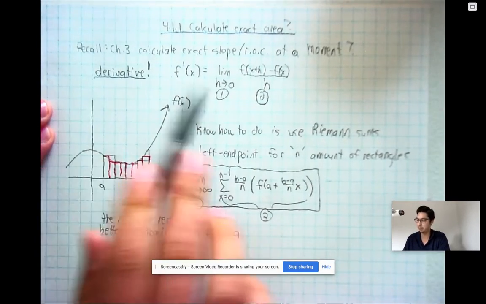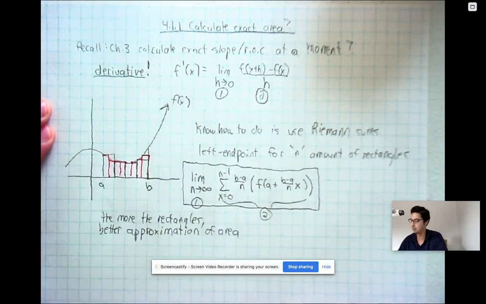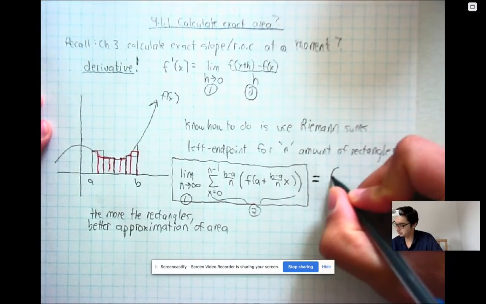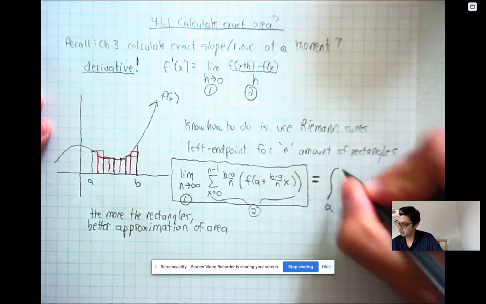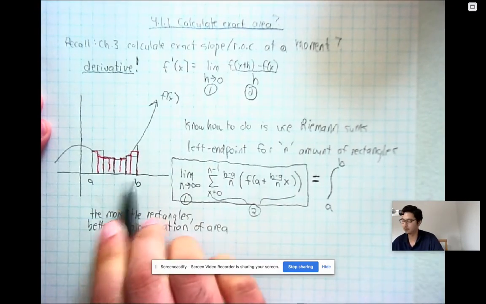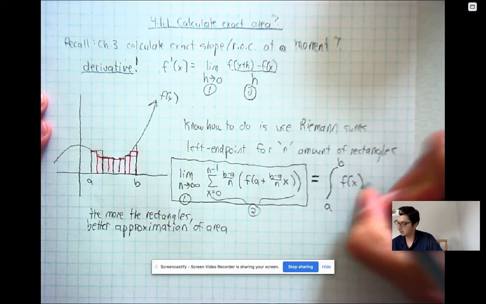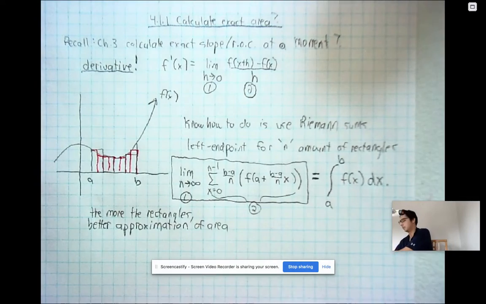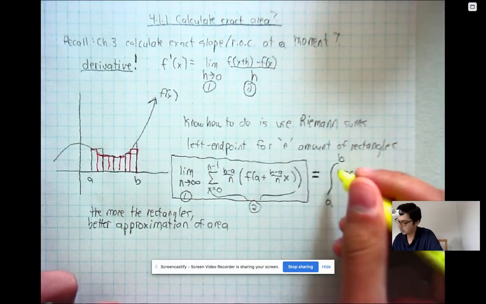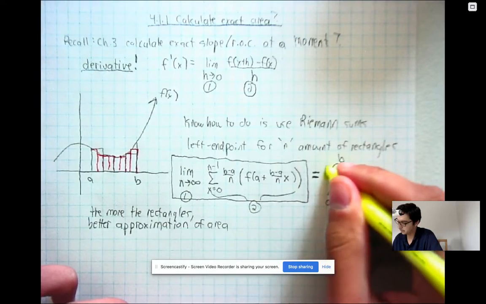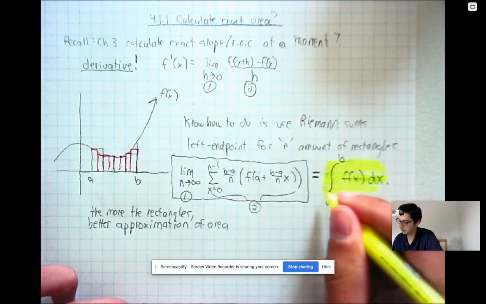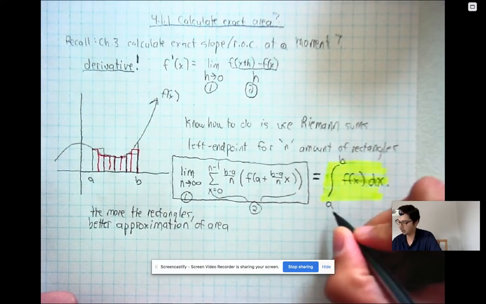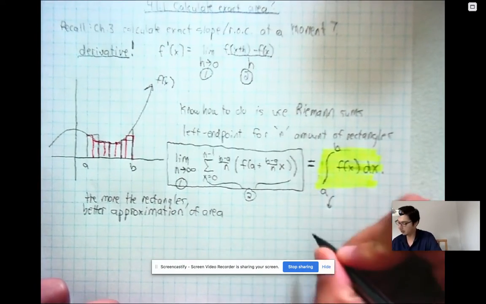Now notice with derivative, this equals the notation f prime of x. What this equals is called an integral from a to b, because that's the interval we're looking at, of f of x dx. And that I'm going to highlight because that's the notation we use to represent exact area. All right. So again, if I was saying this in words, that's the integral.